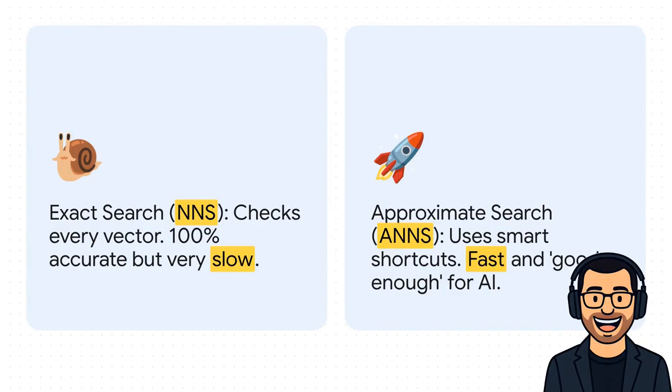It's all about a trade-off. On one side, you've got the slow and steady approach, an exact search. This would mean literally comparing your search to every single vector in the database. Sure, it's perfectly accurate, but it would take forever. On the other side, you've got the rocket ship, approximate nearest neighbor search, or ANN. This uses smart indexing to take shortcuts, finding results that are good enough. And for most AI, good enough is perfect, in a tiny fraction of the time.